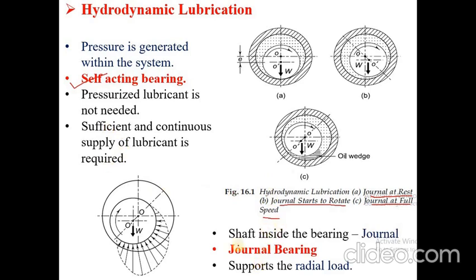As we are saying, the shaft inside the bearing is called the journal, so these bearings are also called journal bearings. One more important point about the journal bearing is that it supports only the radial load. Hence you can say that a journal bearing is a sliding contact bearing which works on hydrodynamic lubrication and which supports the load in the radial direction.